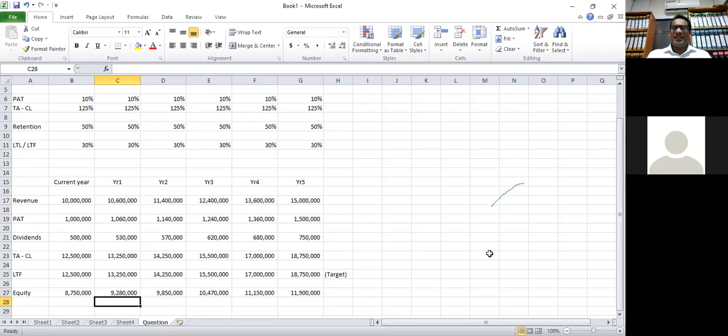Total assets minus current liability is 125% because it is given in the question. So basically, I am applying the same percentage throughout.